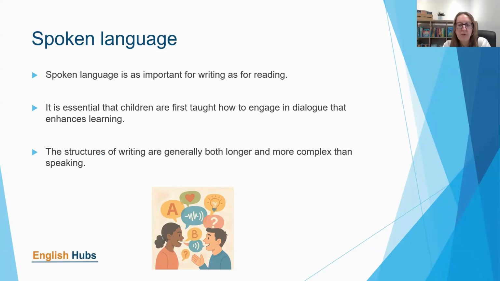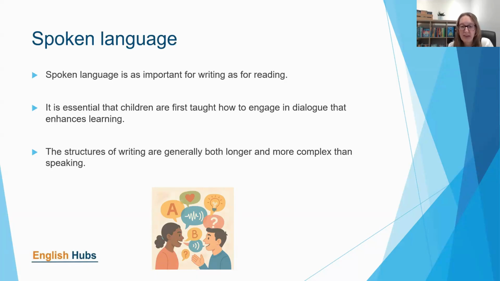We know that the structures of writing are generally both longer and more complex than what we use when we're speaking. Writing draws on vocabulary which often extends far beyond that which we normally speak. And we do require extending that vocabulary and having a mastery of the whole range of punctuation conventions that just don't exist when we speak. Pupils need to be taught about these written structures and how to use them accurately and effectively.